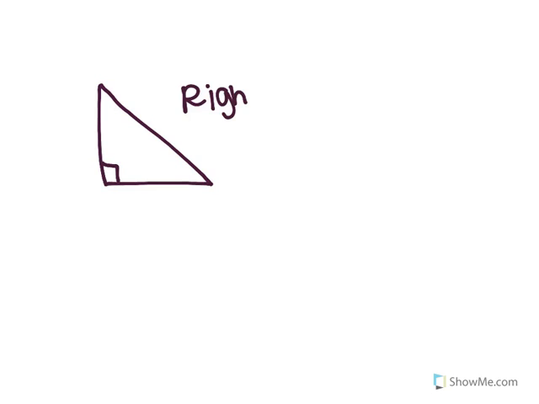Let's try a few more. I'm going to draw them and I want you to try to figure it out. What triangle is this? You're right, it's a right triangle. You can see because it has the one right angle. Okay, what triangle is this one?